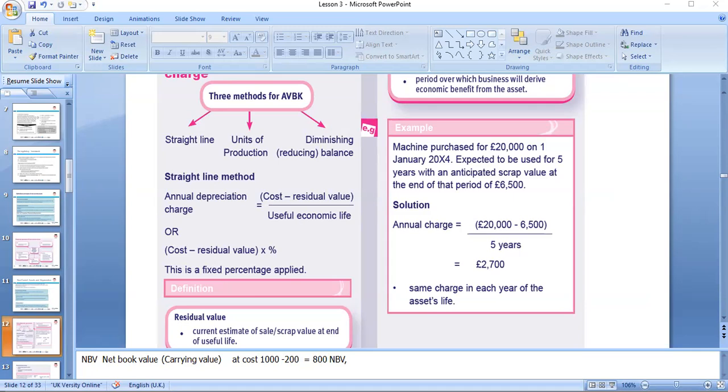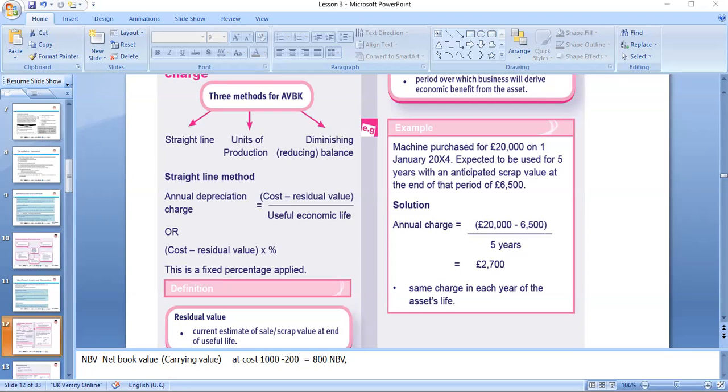Okay, if you're using the diminishing balance method, you have to subtract the previous years' depreciation. Let's say we are using 20% depreciation per annum on the diminishing balance method. So 20,000 times 20% is 4,000. So the first year is 4,000, and 20,000 minus 4,000 is the carrying value of the asset. In the second year, you have 20 minus 4, which is 16,000, and 20% of 16,000 is 3,200. So in the following years, your depreciation will keep reducing under the diminishing balance method.